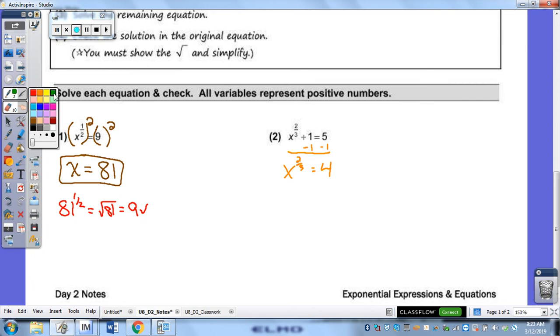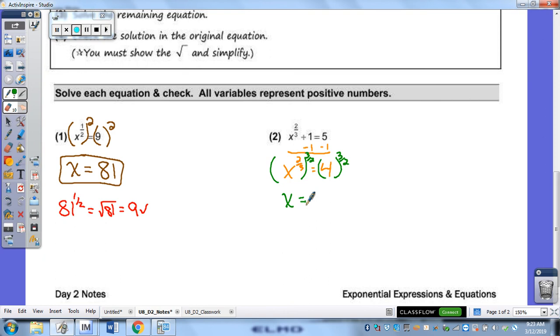So now since my exponent there is a fraction, I'm going to raise both sides to the reciprocal of that. So the reciprocal of 2/3 would be 3/2. So now 2/3 times 3/2 gives us x to the first. Again, that's what we wanted.